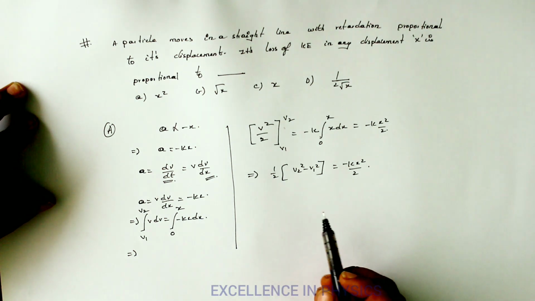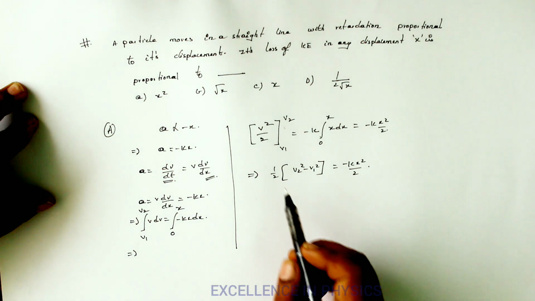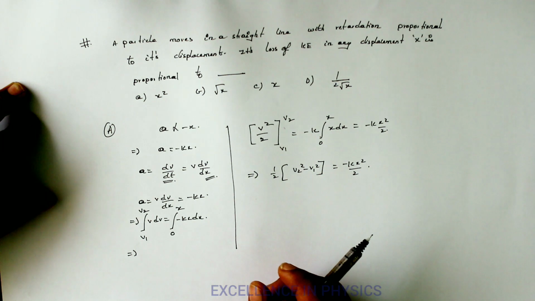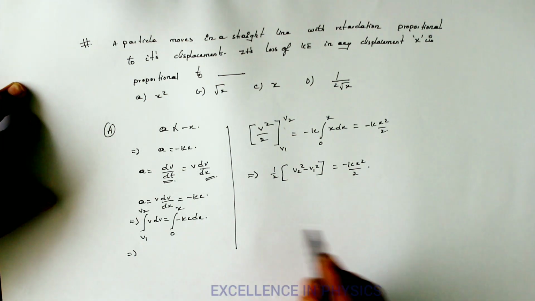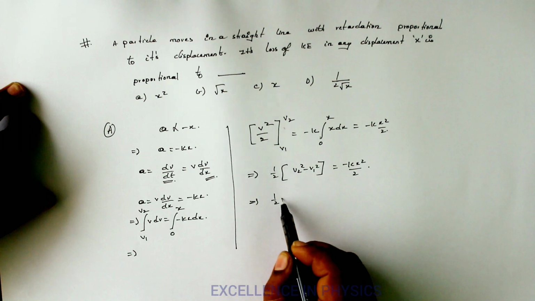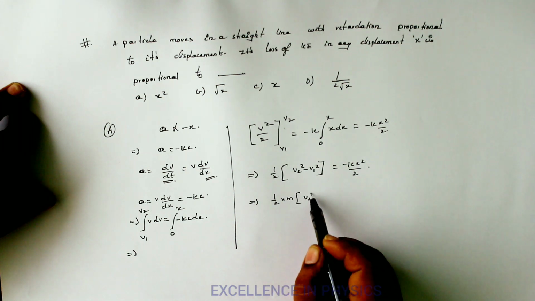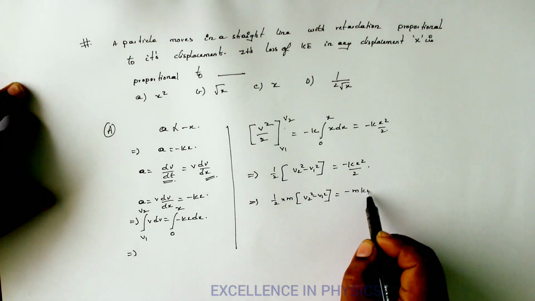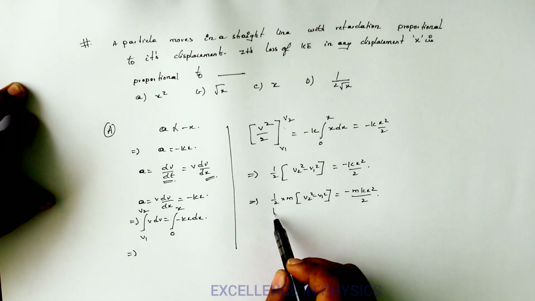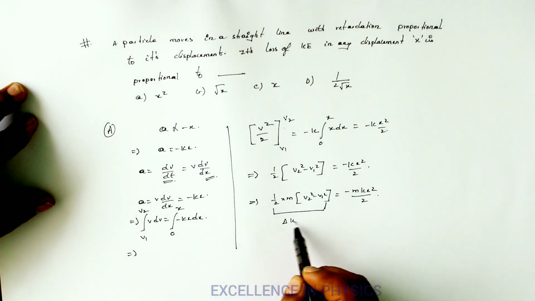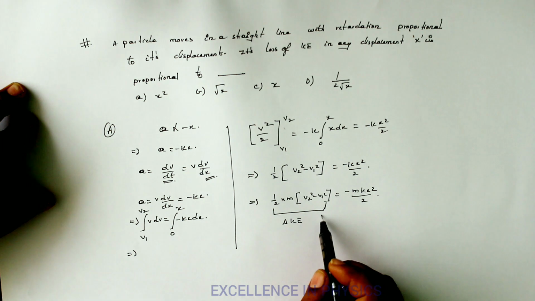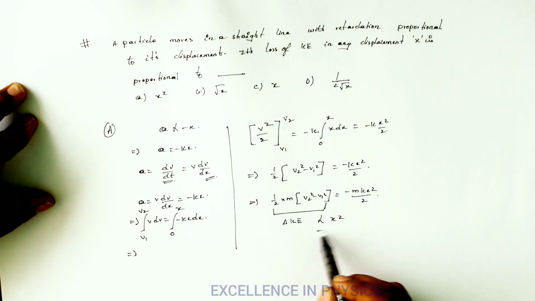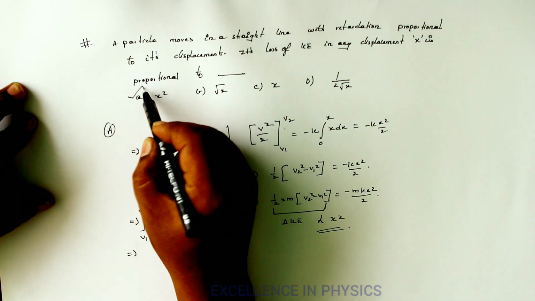But still I have no information about kinetic energy. If I multiply this relation by m, then we know it converts into the change of kinetic energy. So I will multiply by m on both sides. Therefore half m into v2 square minus v1 square equals minus mkx square divided by 2. Now this relation is nothing but a change in kinetic energy. So this change in kinetic energy is proportional to x square, because mass, k and 2 are constants. So this is our answer. Option A should be our answer.